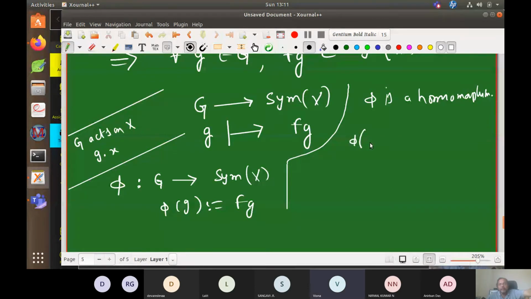Phi of g1 g2. Instead of g1, g2, let us take g h, easy for me to write now. So phi of gh is equal to, what is that I want to show? Phi of g times phi of h. But what is phi of g? This is F_gh. It is F_g dot F_h, F_g composed with F_h. It is a composition here. Are you following that?